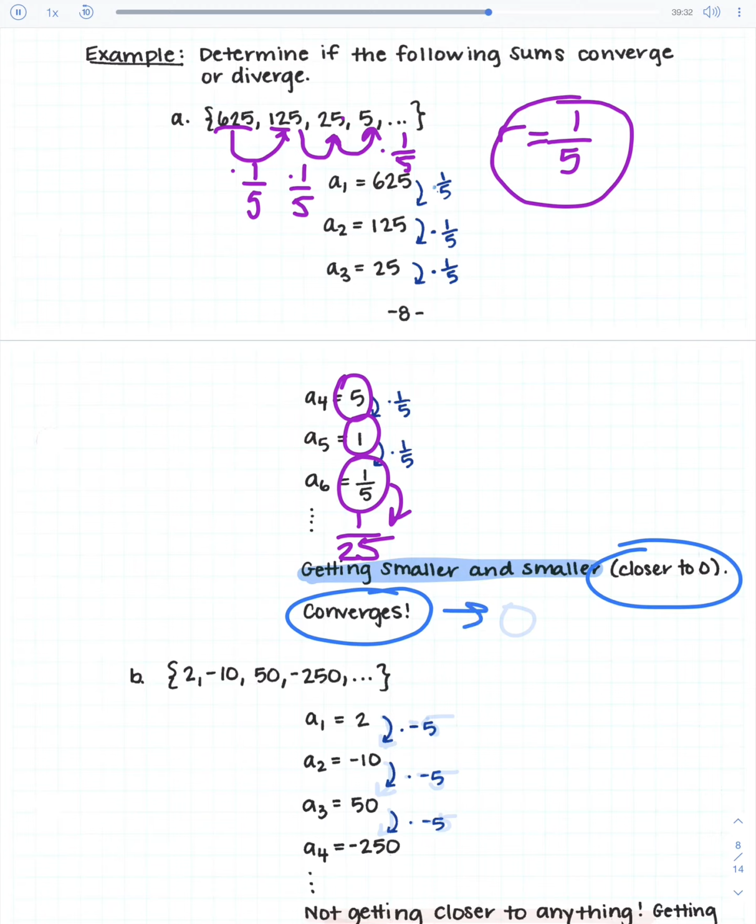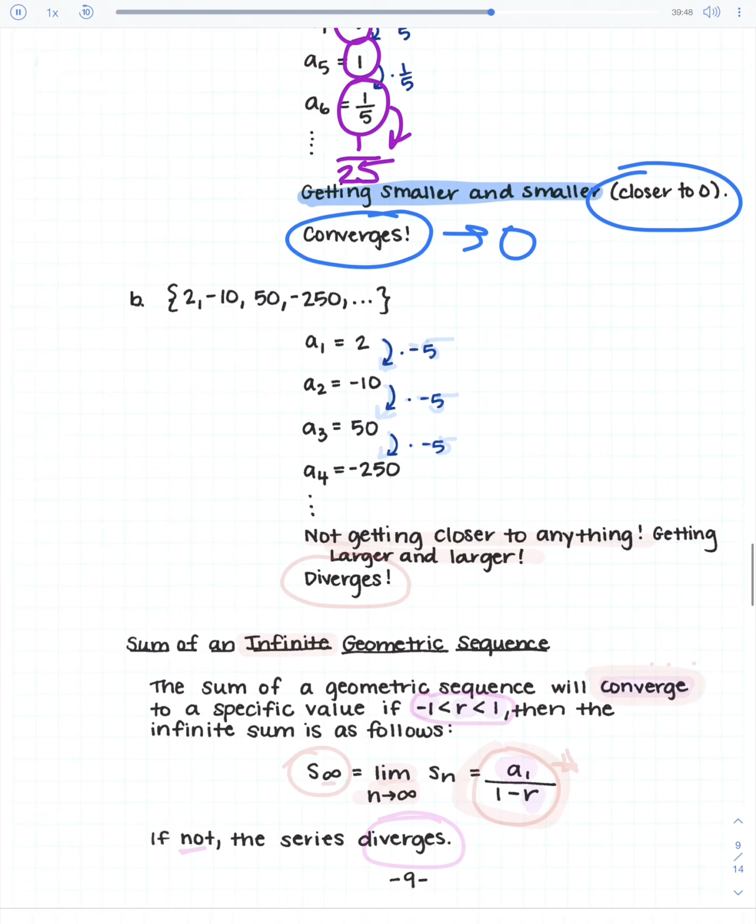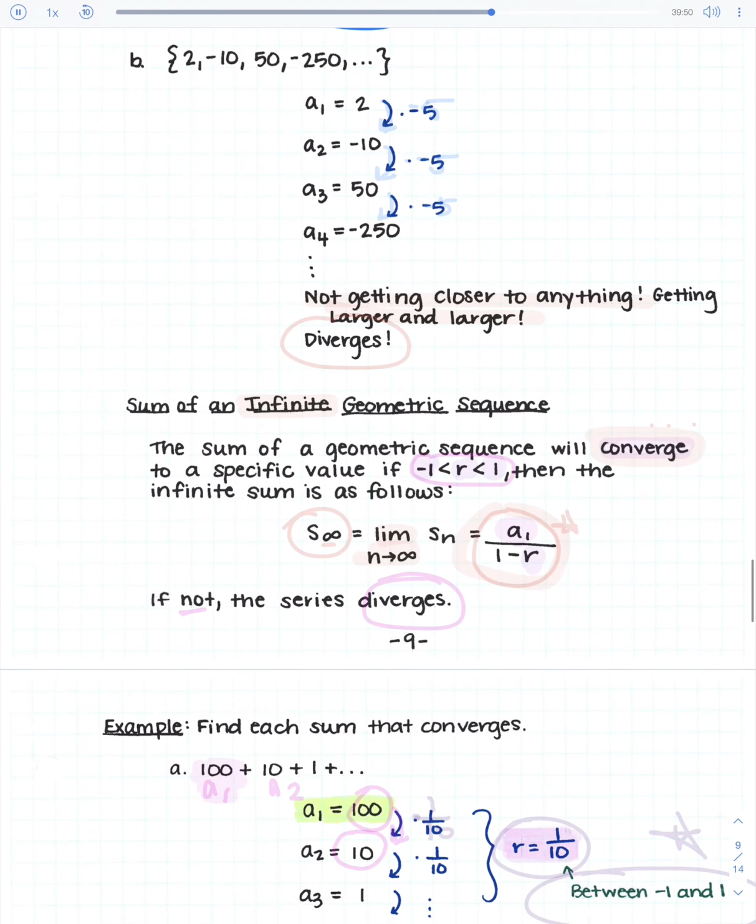Specifically, what is it converging or getting closer to? It's getting closer to 0. And again, this is talking about the values of our sequence converging to 0. Let's take a look at the next one.